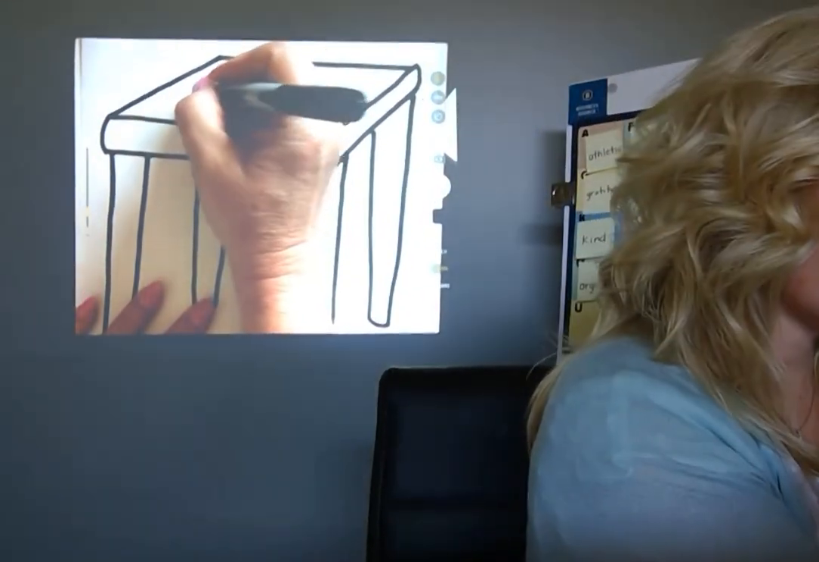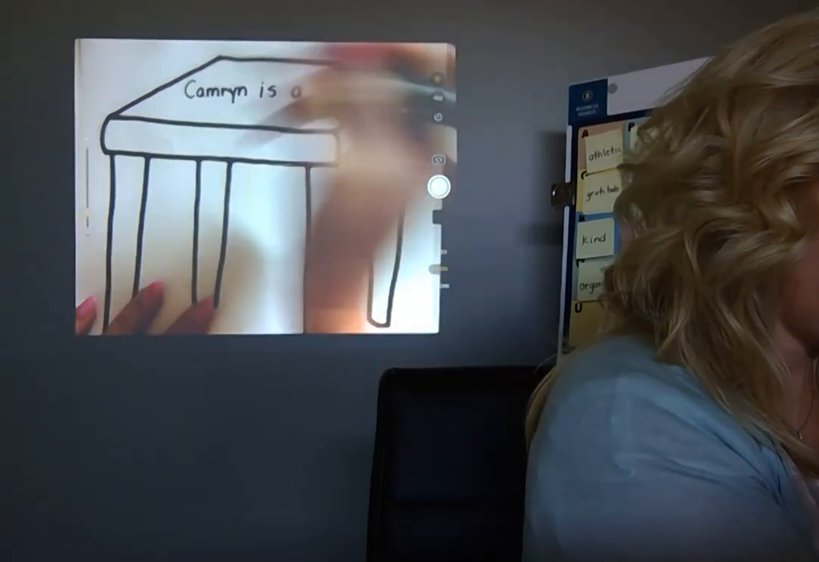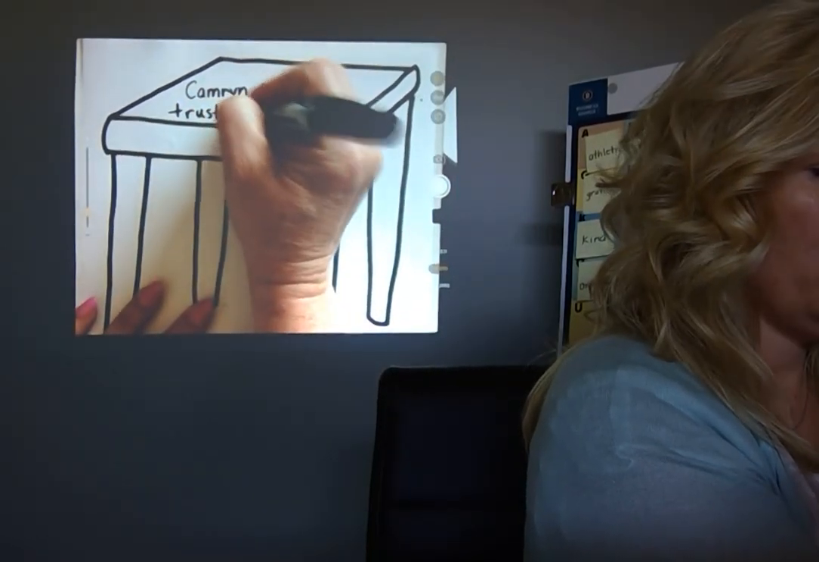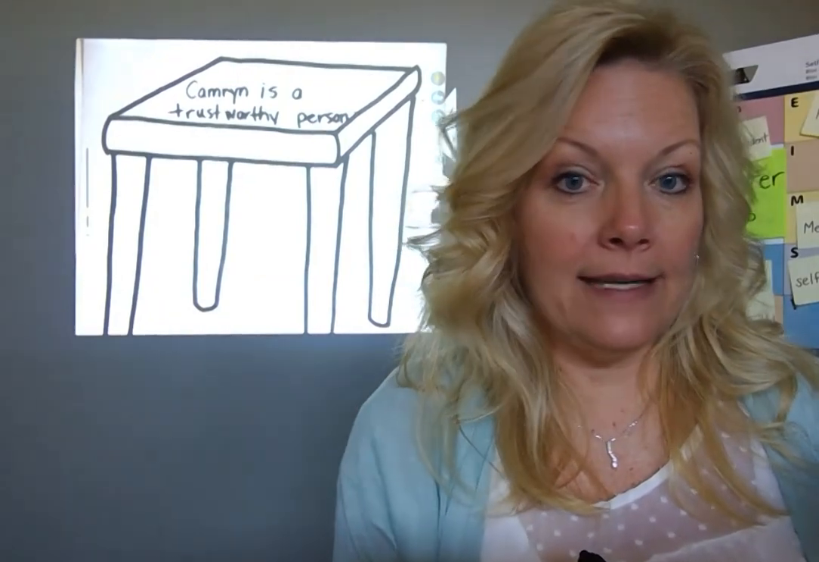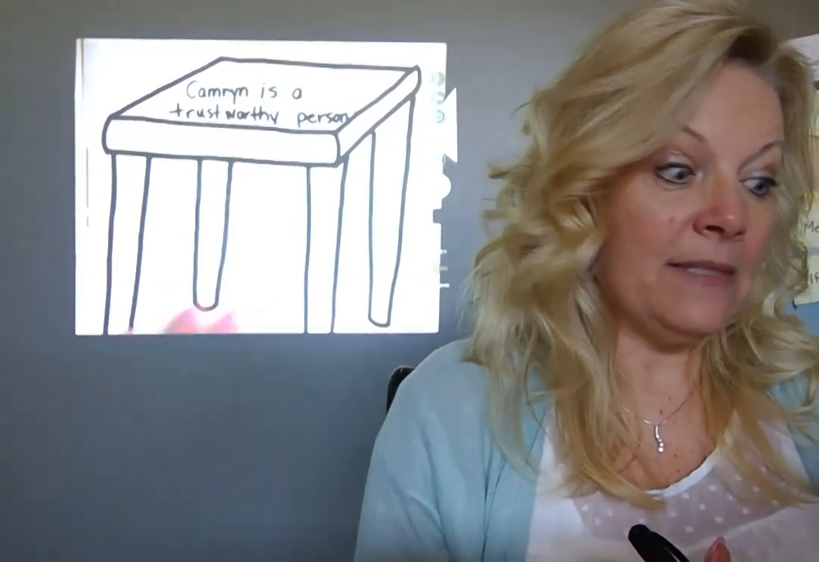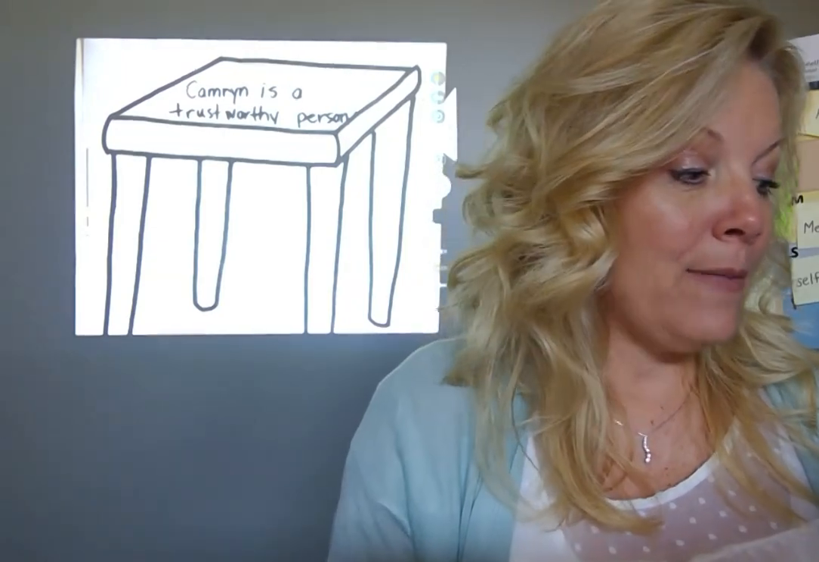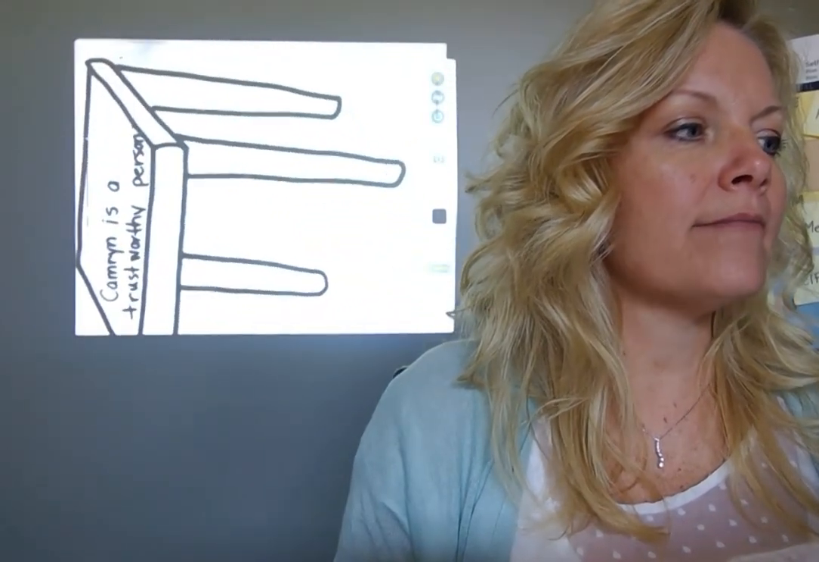All right, I am going to use the table. All right, and we said our first boring sentence was Cameron is a trustworthy person. Period. Tabletop, right? Okay, tabletop. Now we need to come up with those leg details. So I need some details. As a reader, I want some, okay? But as a writer, I need to actually write them. So I'm going to turn this to the side so I can actually write on the legs, okay?